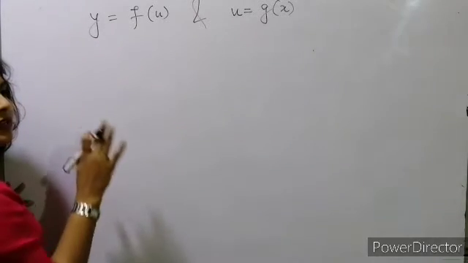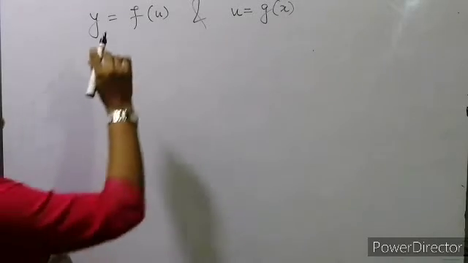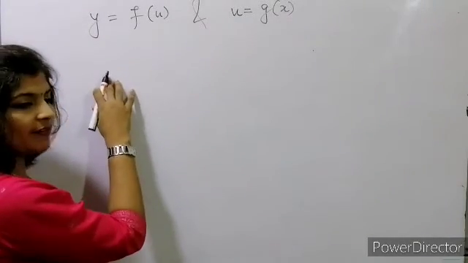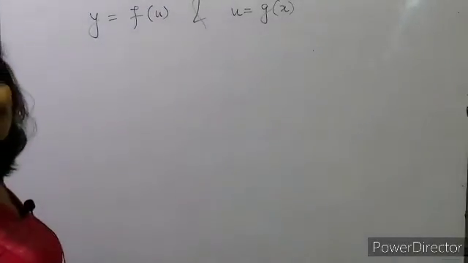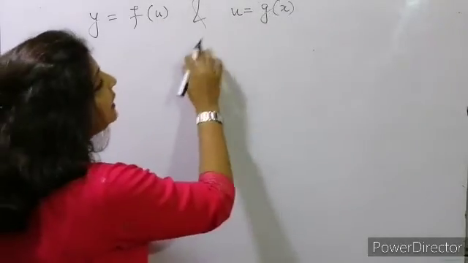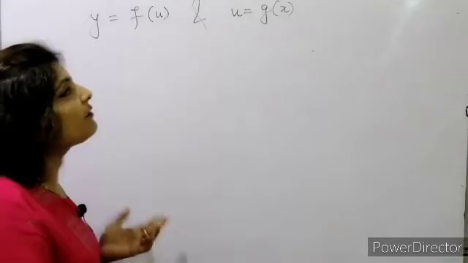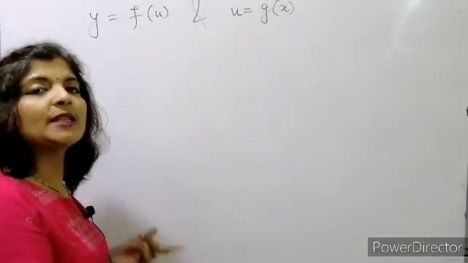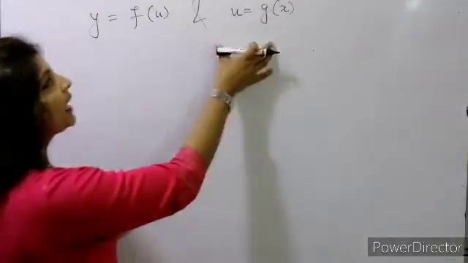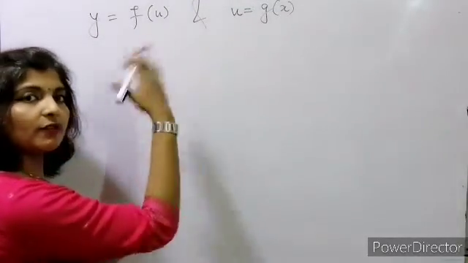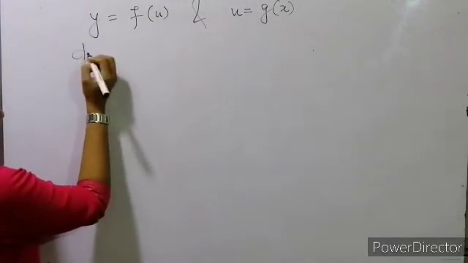So this is a differentiable function of u. When we differentiate it with respect to u, dy by du, we'll get some value because this is a function of u. And u is a function of x, u is equal to g(x). So u is some function in terms of x, and y is a function of u.